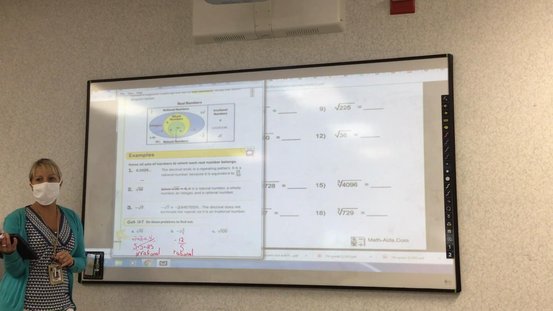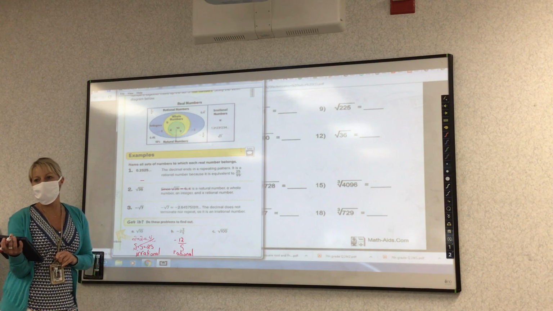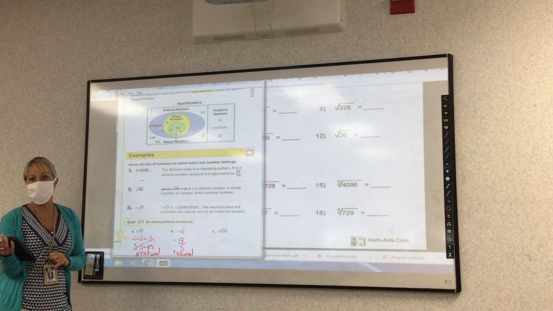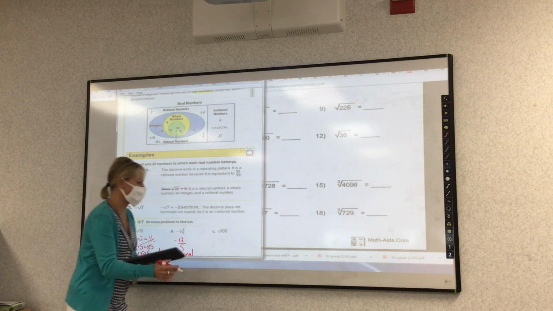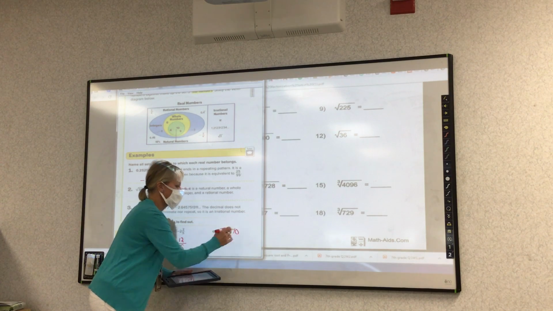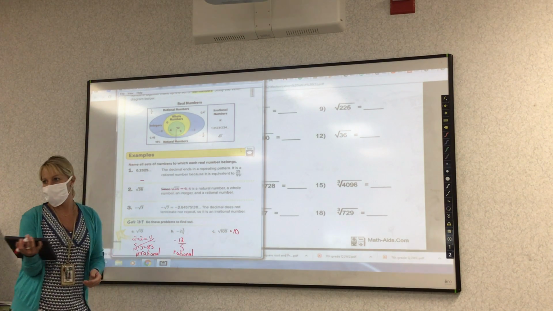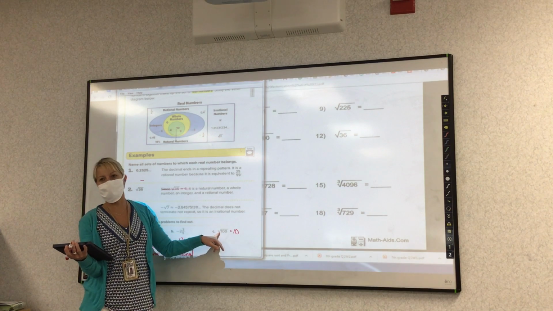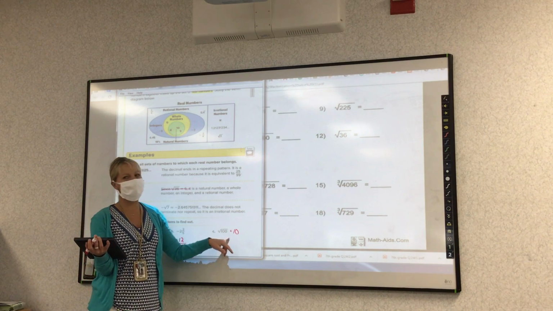C, square root of 100. You should know this. 10. You give us the answer. Square root of 100 is 10. So I'm gonna put equals 10. The square root of 100, maybe I just said that wrong. The square root of 100 is 10, thank you.